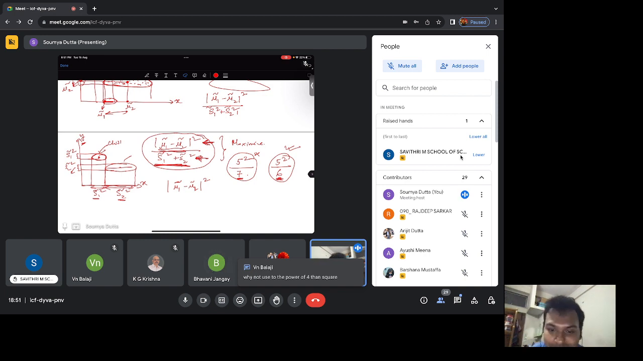Somebody is now asking why not use the power of 4 instead of square. You can go ahead and start using it, no issues. I mean, nobody has used it till now, but you can go ahead.